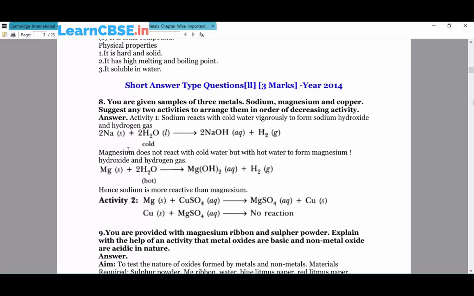The magnesium does not react with cold water because its reactivity is lower, but it reacts with hot water to form magnesium hydroxide and hydrogen gas. So Mg reacts with the hot water and forms magnesium hydroxide with the liberation of hydrogen gas. Hence it is proved that sodium is more reactive than magnesium.